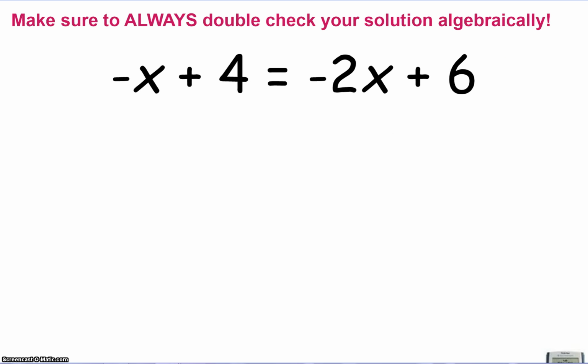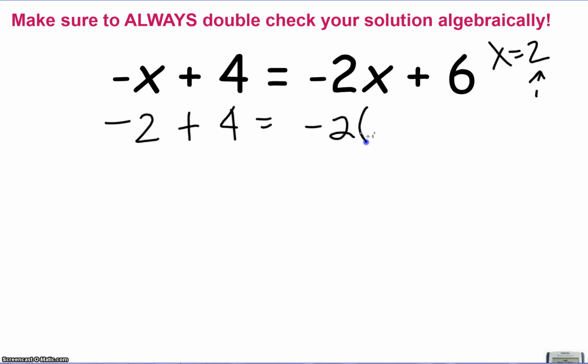But you want to make sure that you always check your answer. We said that x equals 2. So now we know that we can plug this number in wherever there's an x, and we should have the same thing on both sides. So negative 2 plus 4 equals negative 2 times 2 plus 6. Well, negative 2 plus 4 would be a positive 2 equals negative 2 times 2 is negative 4 plus 6 would be a positive 2. We have the same answer on both sides, so we know our answer was correct. And anytime I'm going too fast, you need to make sure you pause the video, rewind, and catch up.